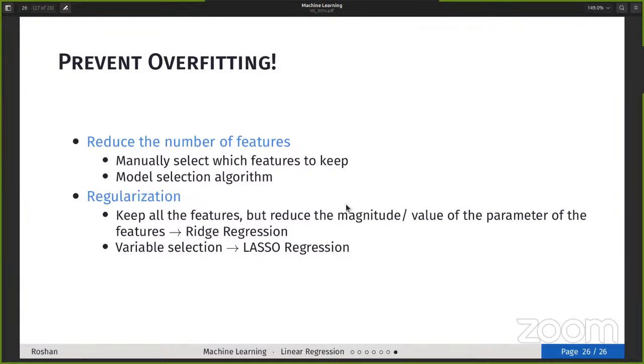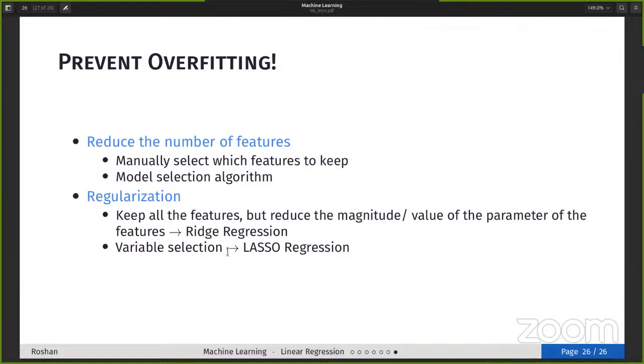Regularization means, in the case of ridge regression, these are different types of formulations you have for regularization for the linear regression case. In regularization, you keep all the features. Features means the independent variables or input, but reduce the magnitude or value of the parameter. Parameters being your betas. That is one type of regularization, so that you can make sure that not one specific feature has most of the importance towards that output variable.